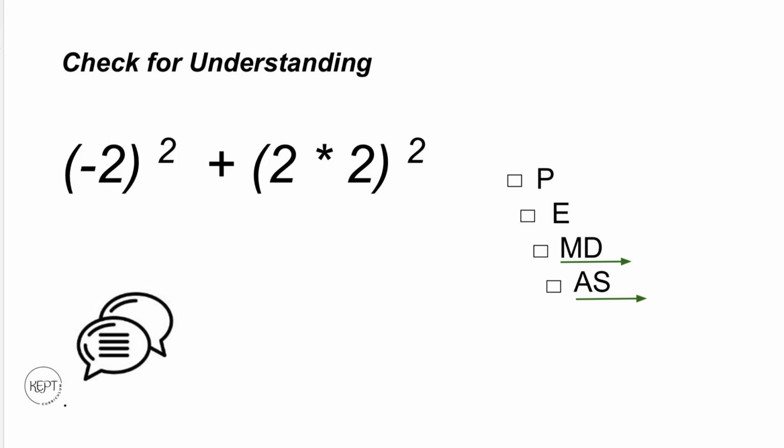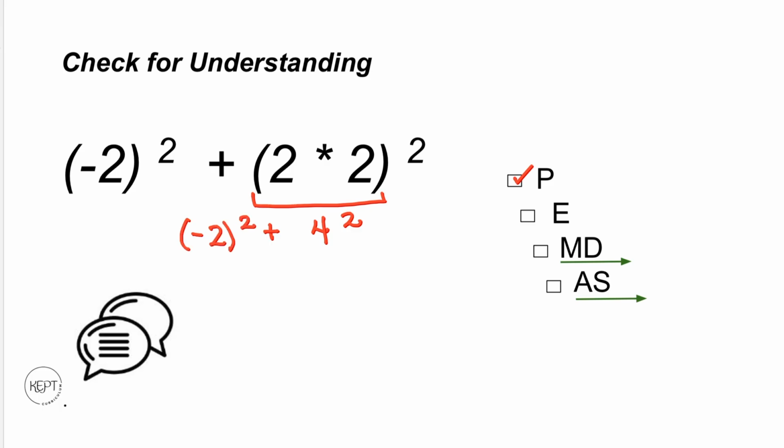All right, let's continue. We have a parentheses here that we need to take care of. So let's do that. 2 times 2 is 4. We bring everything else down. Plus negative 2 in parentheses squared.